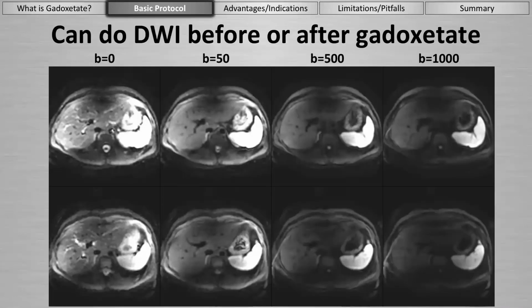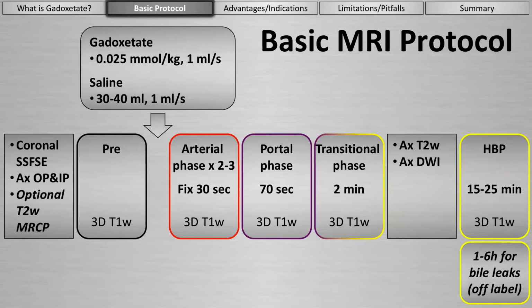Now, I mentioned this earlier, that the reason that I do the T2 and the DWI after giving the gadolinium, there's a couple reasons why I do it. Notice here that the transitional phase is at 2 minutes or 3 minutes. Notice that the hepatobiliary phase is at 15 or 25 minutes. So there's a gap, right? So what are we going to do in this gap?